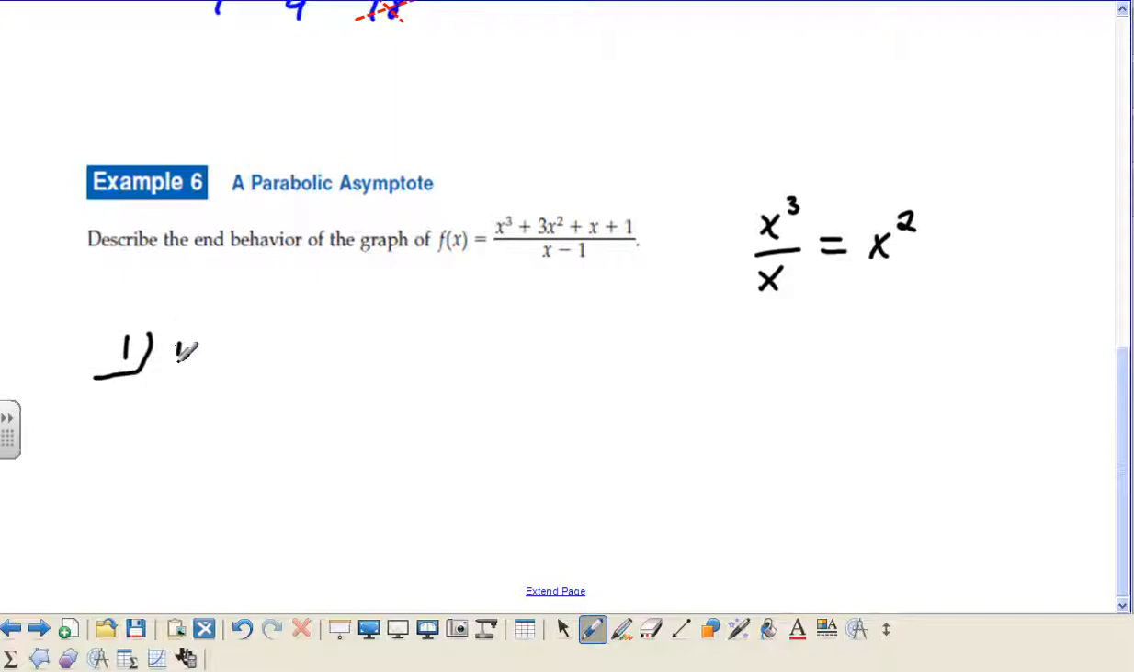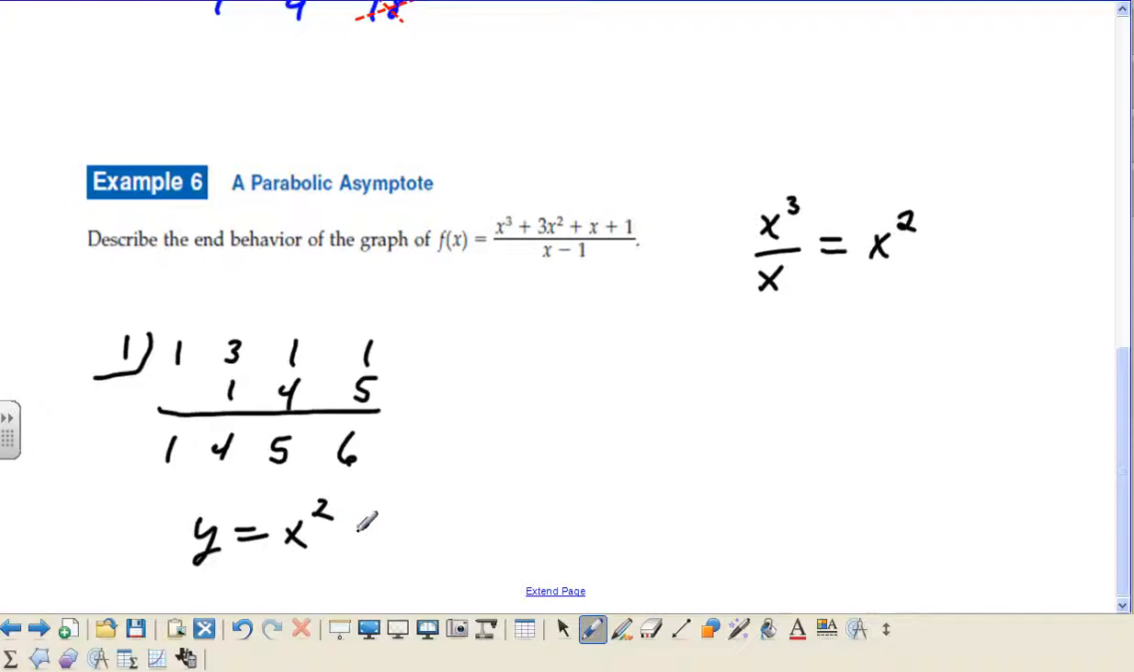And a 1. So we bring down our 1, multiply them, and we get 1. So we have 4 here. And 1 times 4 is 4. So we get 5, and 1 times 5 is 5. So once again, we're going to ignore the remainder, and our asymptote here would be y equals x squared plus 4x plus 5.